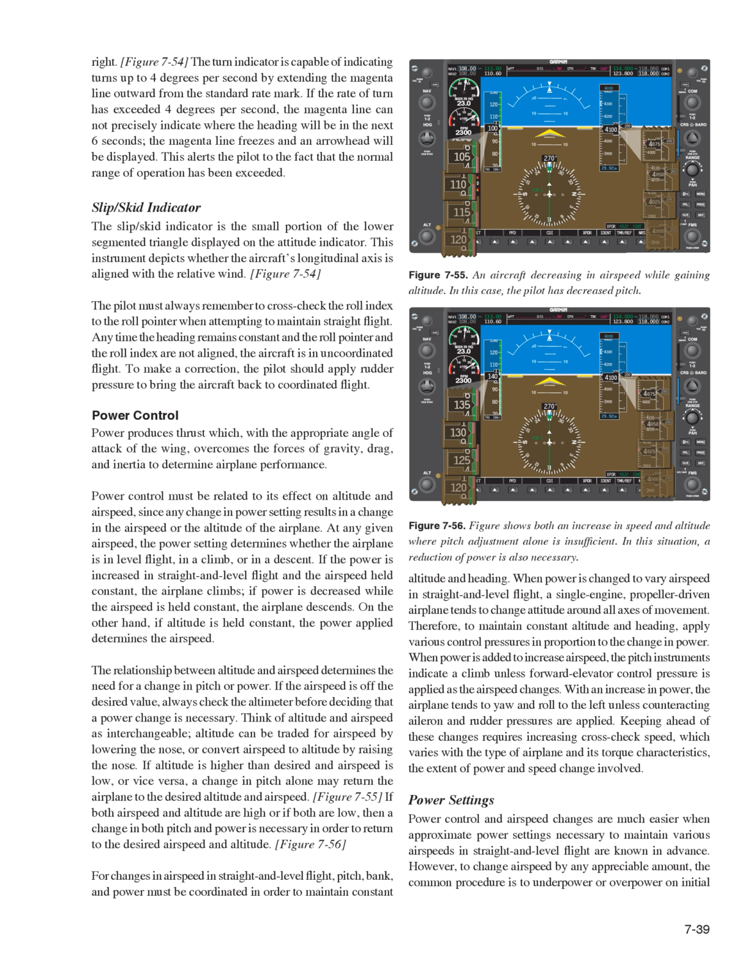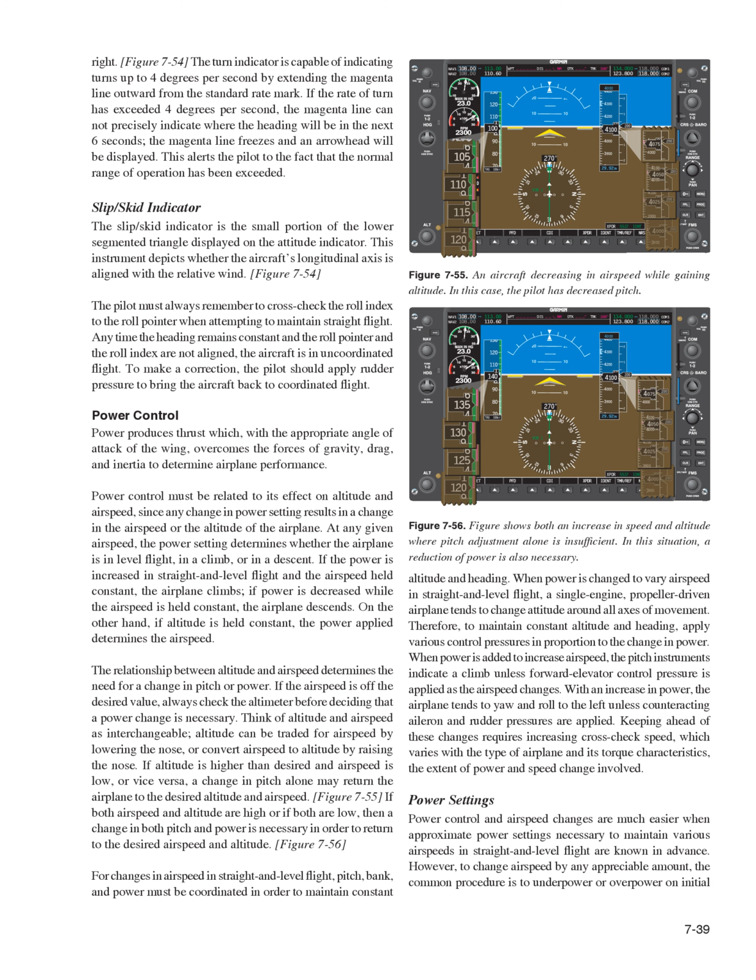Power control. Power produces thrust which, with the appropriate angle of attack of the wing, overcomes the forces of gravity, drag, and inertia to determine airplane performance. Power control must be related to its effect on altitude and airspeed, since any change in power setting results in a change in the airspeed or the altitude of the airplane.